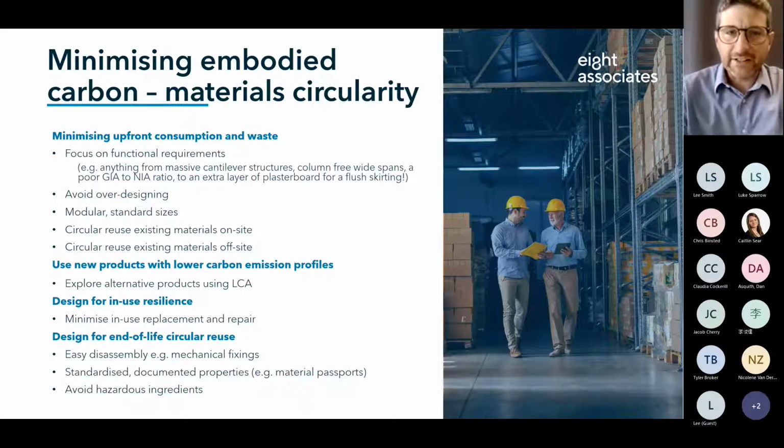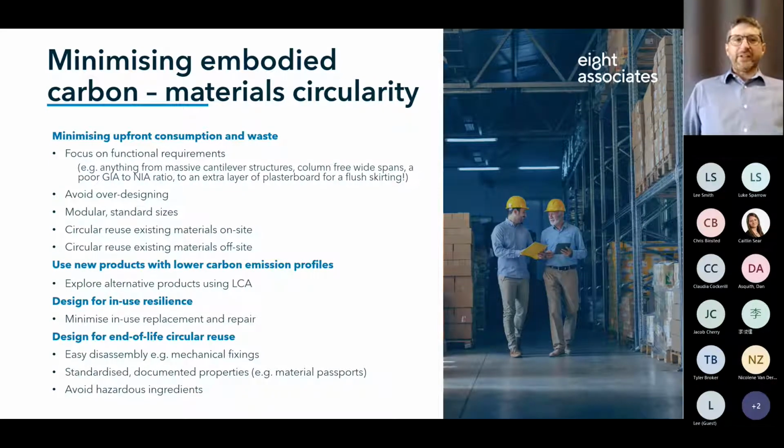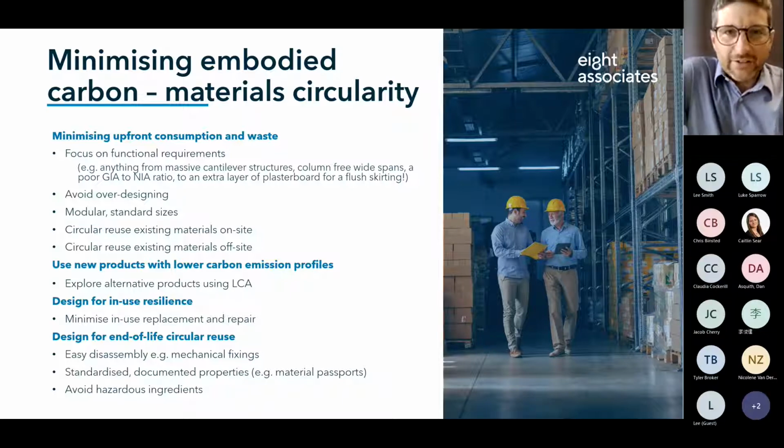And then looking at the material level for circularity. So if you're looking at trying to reduce carbon from materials, it's really the first thing you do is try to use less material. It's a sort of no-brainer. You don't need to prove it with analysis to say that if you use less material of some sort, you're going to have lower carbon emissions. And so to do this, it's again focusing on what's the functional requirement.